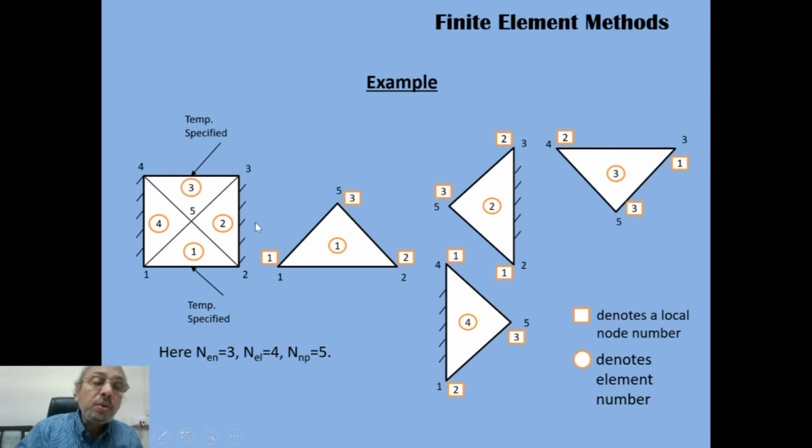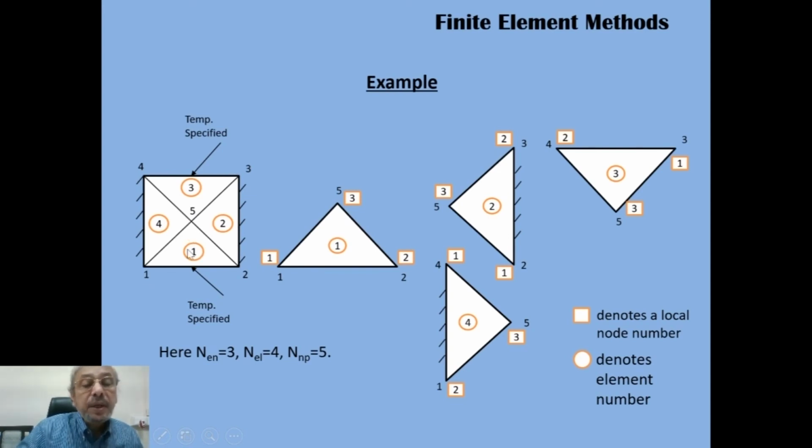And global nodes, first let us understand. This is obviously globally node 1. This is globally node 2. This is globally the 3rd node. This is globally the 4th node. And this is globally the 5th node. So in the overall geometry, we have only these 5 global nodes, 1, 2, 3, 4, 5.